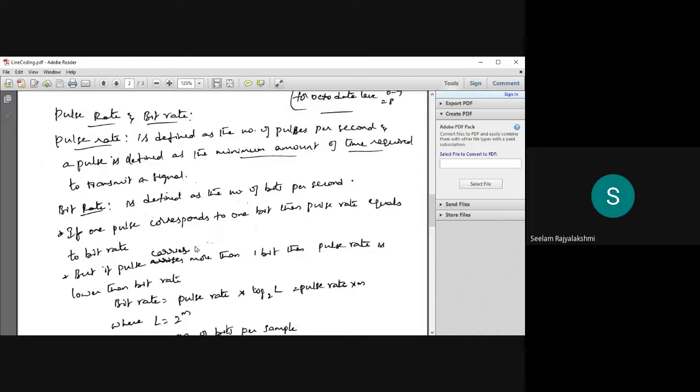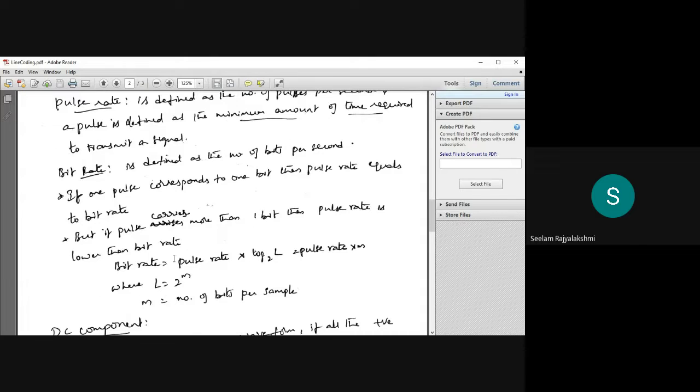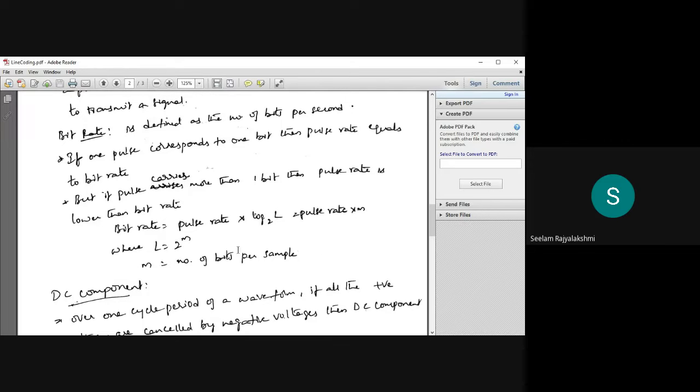If a pulse carries more than one bit, the pulse rate is lower than the bit rate. So we can represent bit rate equals pulse rate into log L base 2, that is pulse rate into m, where L is equal to 2 power m. Here m is equal to the number of bits per sample. So like this we can find the bit rate.